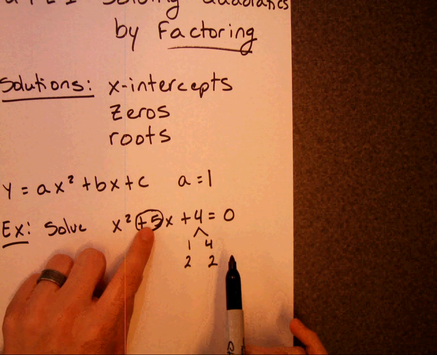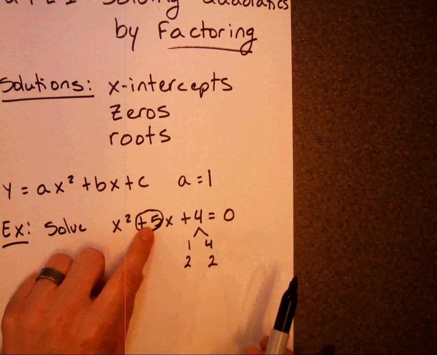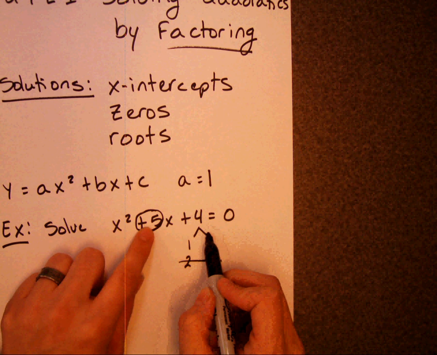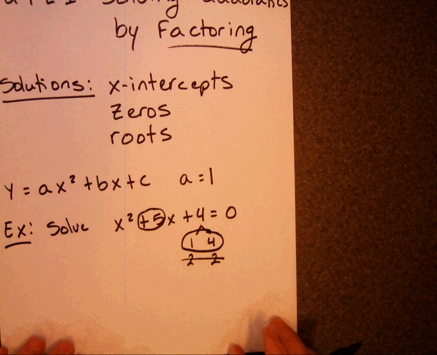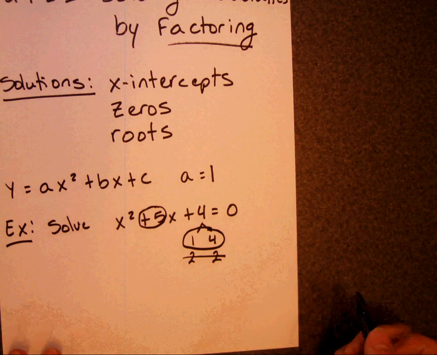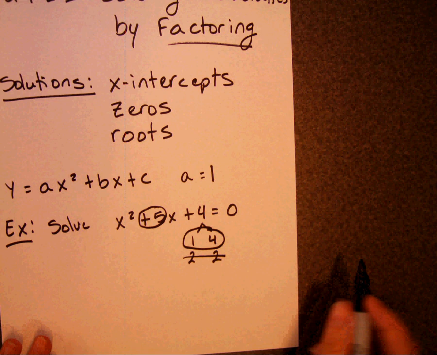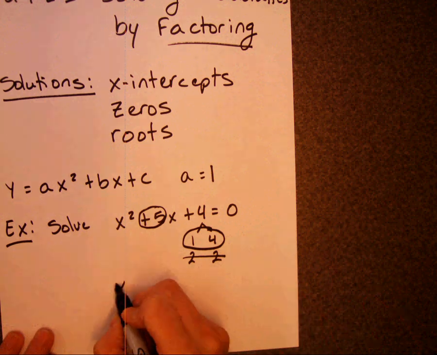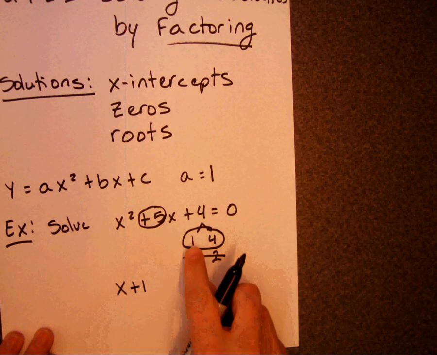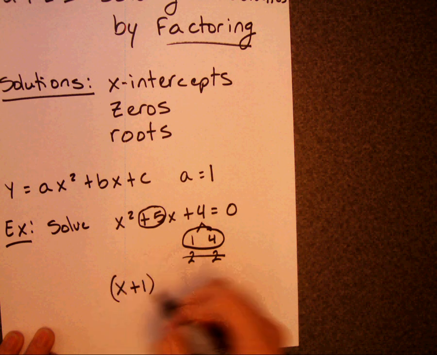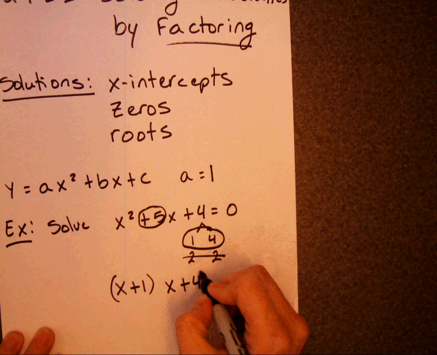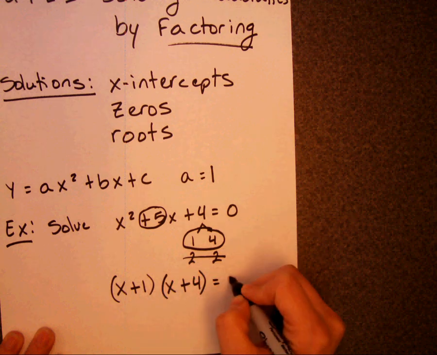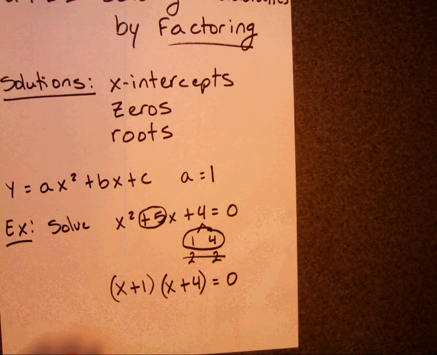So look at my two sets. I have 1 plus 4, which is definitely 5. 2 plus 2 is 4, so that one's not going to work. So the only pair, and you will only have one, that works here is 1 and 4. So I'm going to write this in what we call factored form. I know that the factors are going to be x plus 1, because I have this positive 1, and x plus 4, because I have positive 4, and I'm going to set that equal to 0.